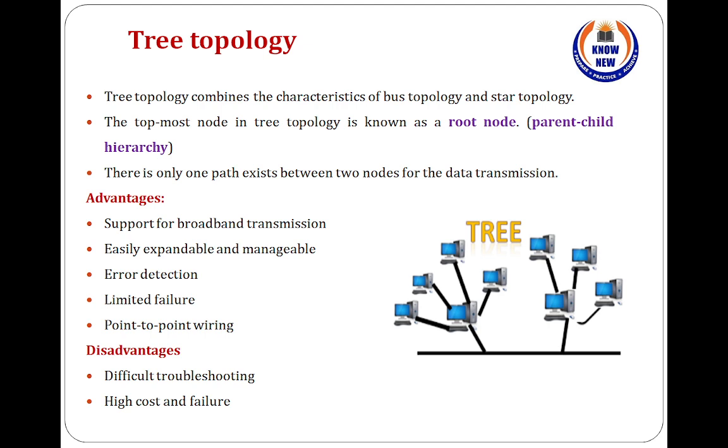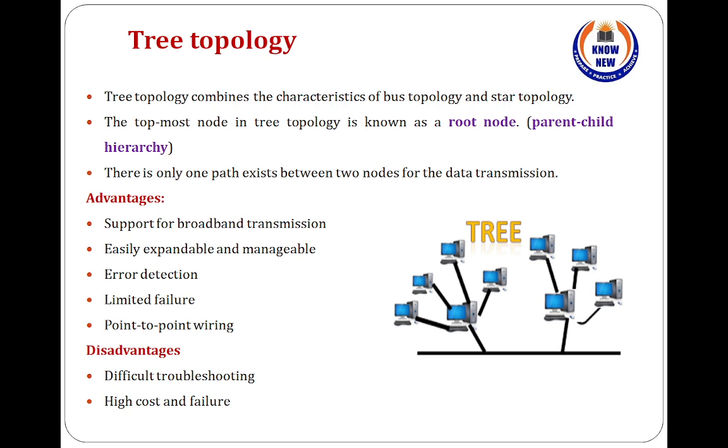In the upcoming slides, let us discuss the hybrid topology, which is a combination of more than one topology. So the tree also supports star and bus. We can call it a parent-child hierarchy. The root node and leaf node concept comes in, and there is a path between the two nodes for data transmission. And the advantage is broadcasting the data transmission.